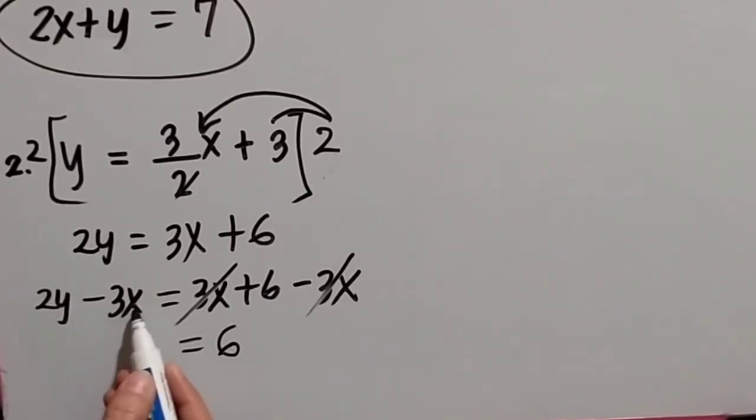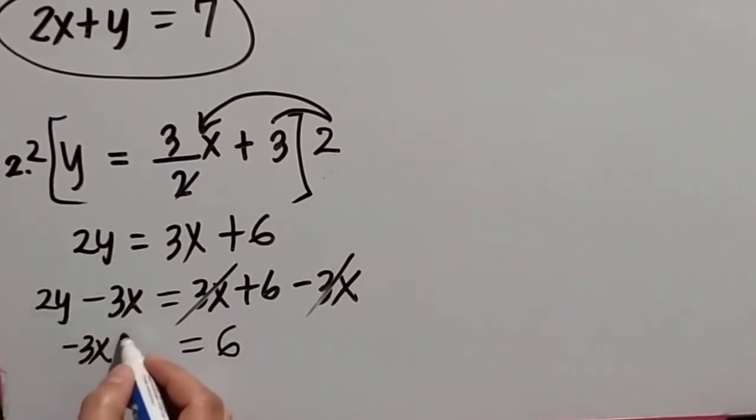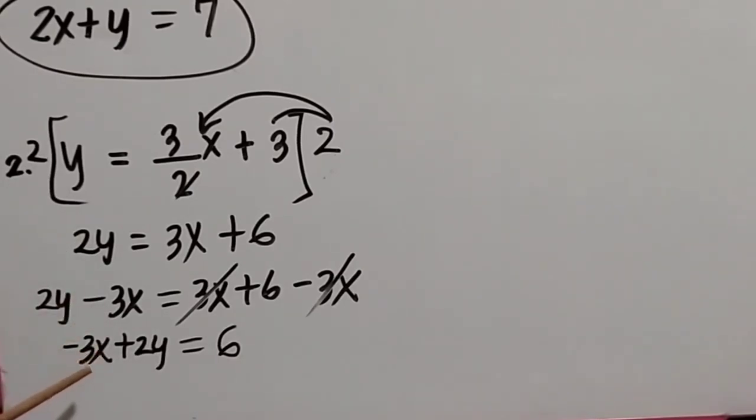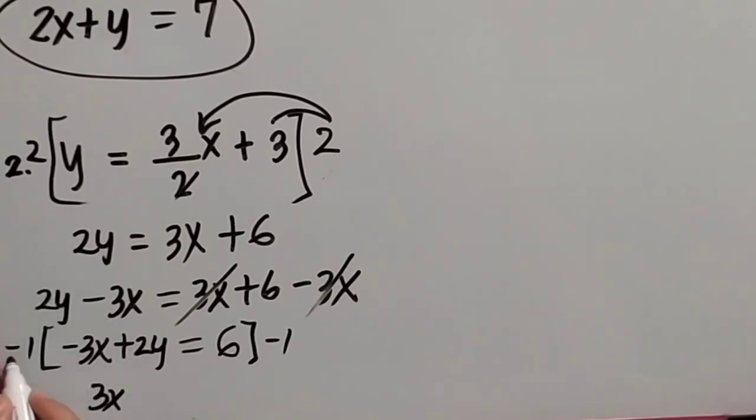But remember, in the standard form, x term should come first. So, we have here negative 3x. And this y is positive 2y. But, in the standard form of linear equation, the first term should be positive. But in this case, the first term is negative. So what are we going to do to make this positive? Multiply. Just multiply the whole equation by negative 1. So negative 1 times negative 3x is positive 3x. Negative 1 times 2y will be negative 2y. And negative 1 times 6 is negative 6.